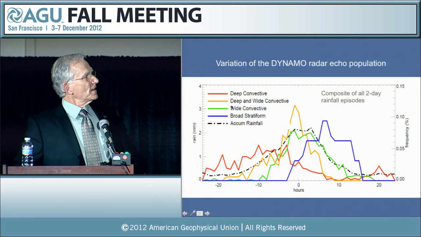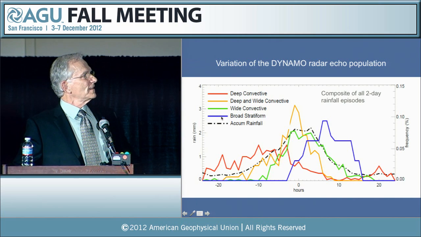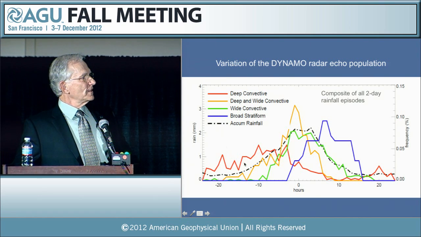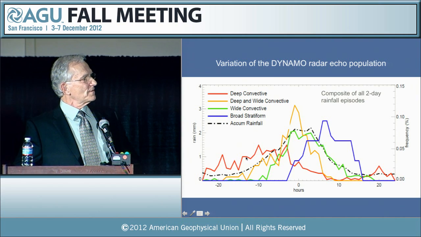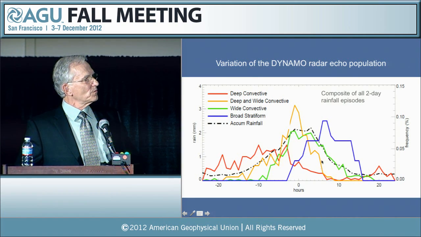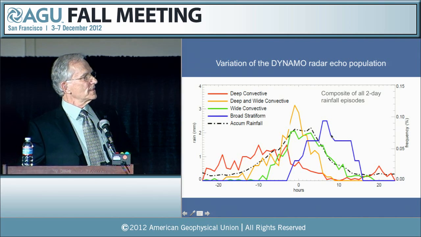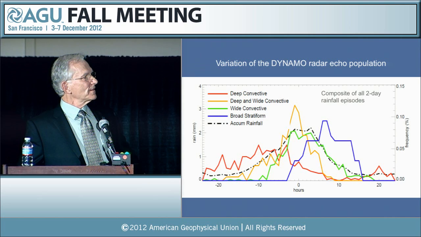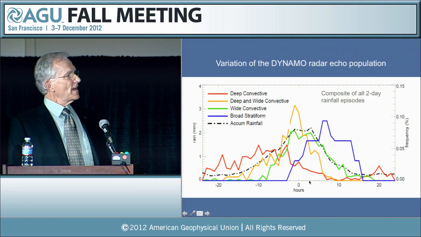So you can think of these three categories as echo types that tend to occur in early, middle, and later stages of individual cloud system development. You'll see that the peak frequency of occurrence of deep convective echoes occurs in the hours before the 0 hour of the two-day episode. And the blue, the ones with the broad stratiform regions, which are the fully developed mesoscale systems, their frequency of occurrence is in the later hours, after the 0 hour time.